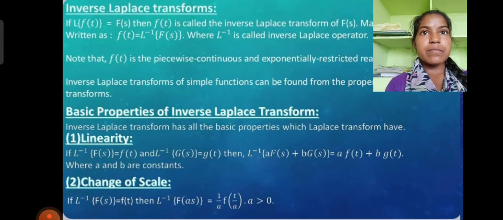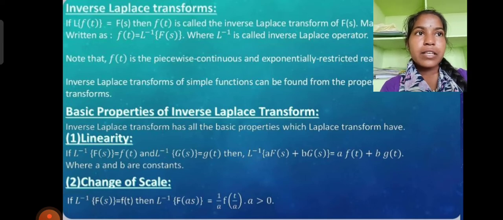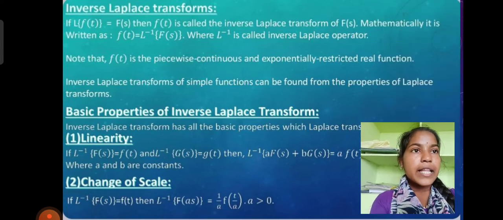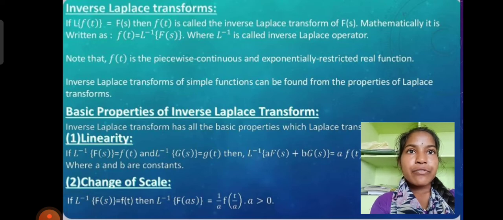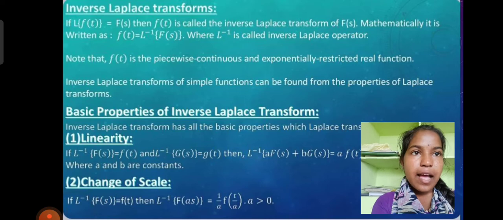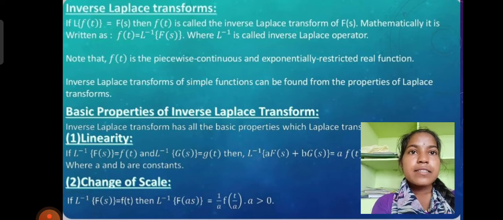Inverse Laplace transforms. If Laplace of f of t is equal to F of s, then f of t is called the inverse Laplace transform of F of s. Mathematically, it is written as f of t equals L inverse of F of s, where L inverse is called the inverse Laplace operator. Note that f of t is a piecewise continuous and exponentially restricted real function. Inverse Laplace transforms of simple functions can be found from the properties of Laplace transforms.